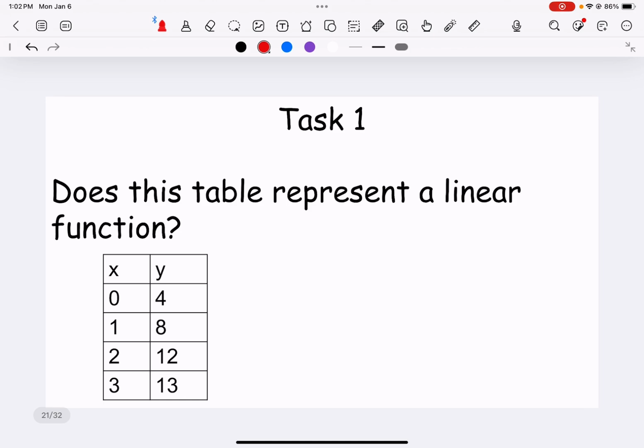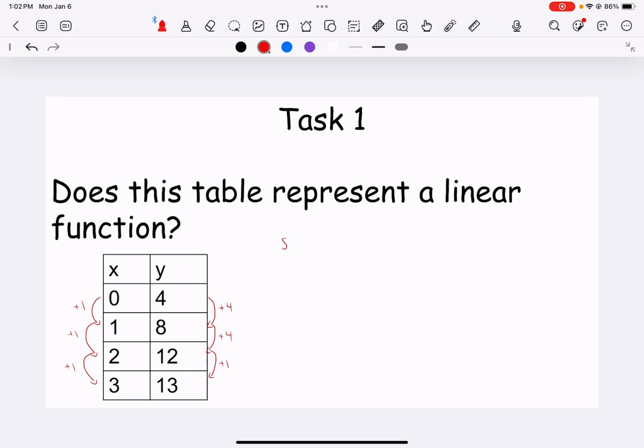We want to determine if this table represents a linear function. In order for it to be a linear function, it has to have a constant rate of change. So I'm going to find the rate of change from each point. I'm going to determine how the y's are changing and how the x's are changing. The x's are all increasing by 1. The y's, to go from 4 to 8, is increasing by 4. 8 to 12 is increasing by 4. 12 to 13 is increasing by 1.